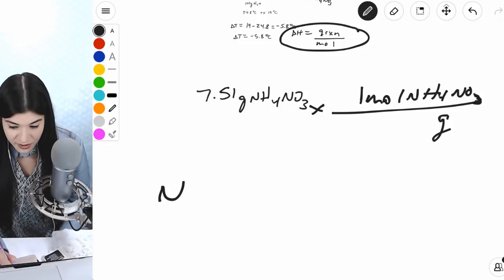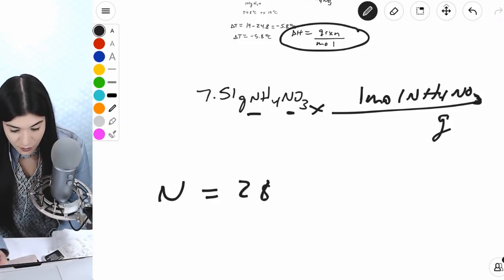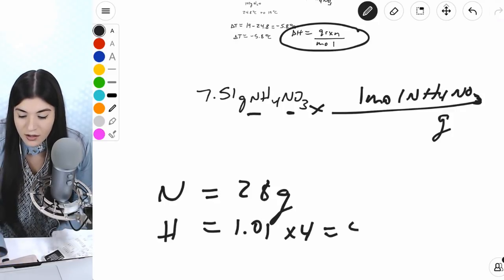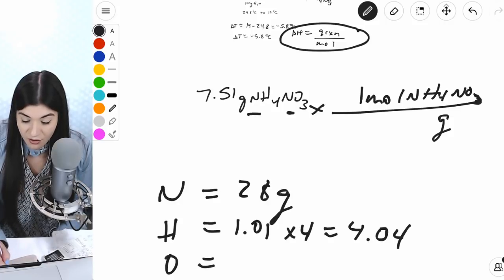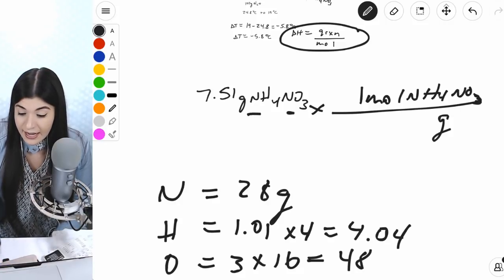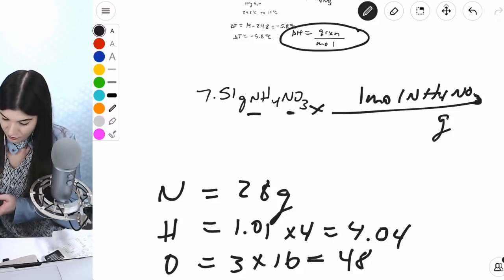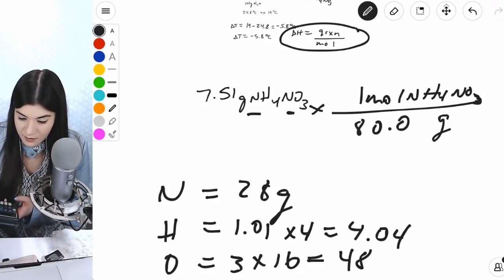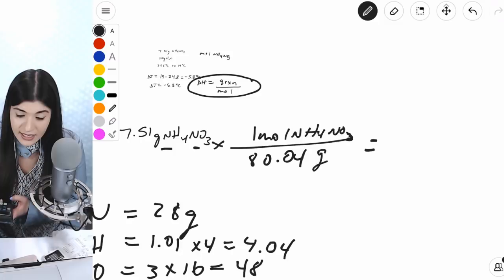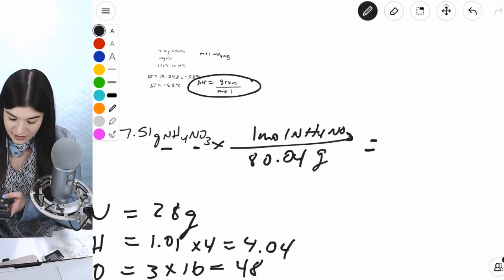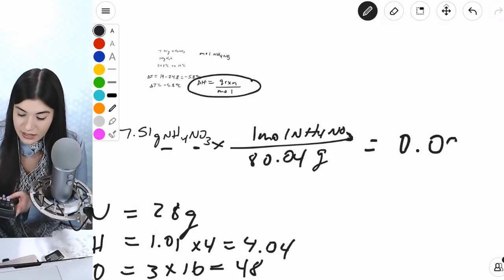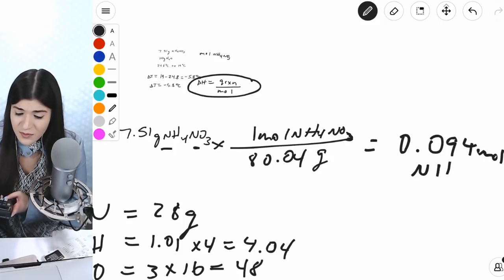So N, we have two N's, so really 28 grams. And then H, since there are four of them, so 1.01 times 4, so 4.04. Oxygen, there are 3, so 3 times 16, giving us 48. Add those together: 4.04 plus 48 plus 28. This gives us 80.04. Divide those two values, that's going to give you the amount of moles, and we'll use this in a second. So 7.51 divided by 80.04 is 0.094 moles. So that's going to be the first part.